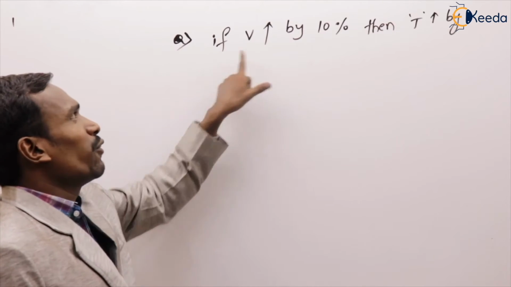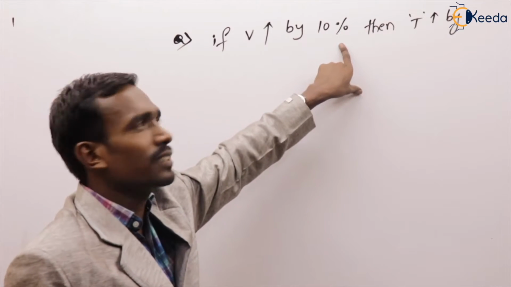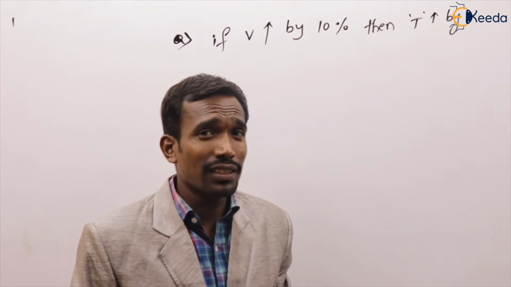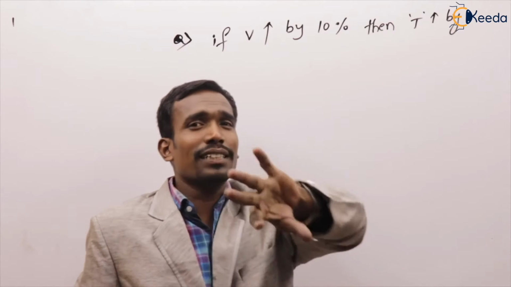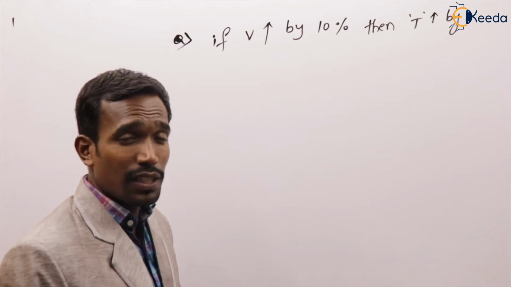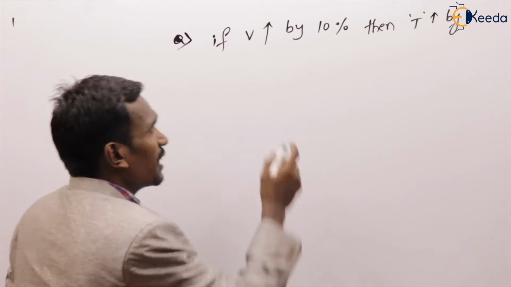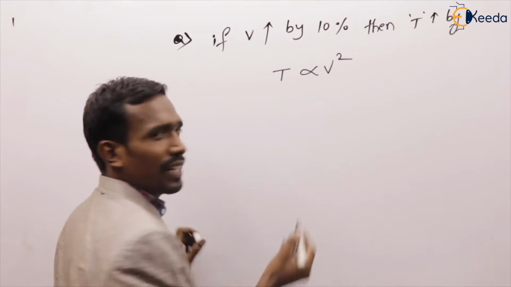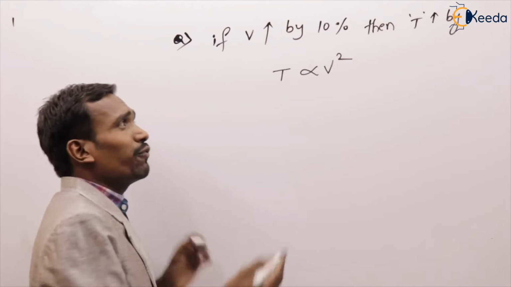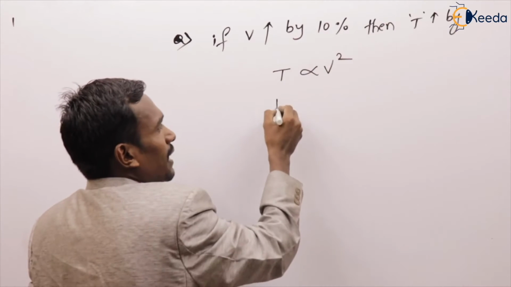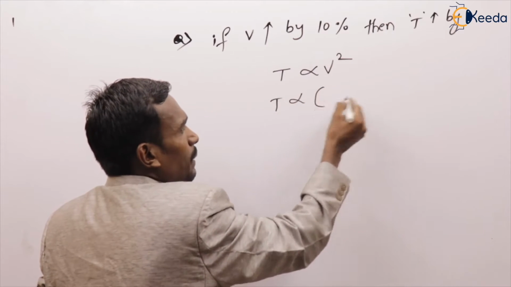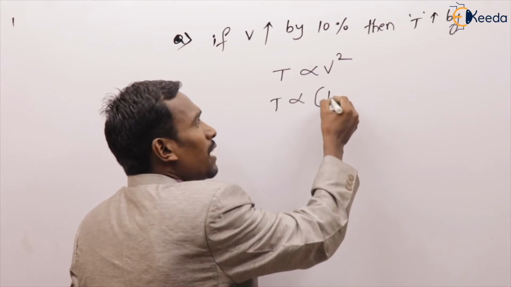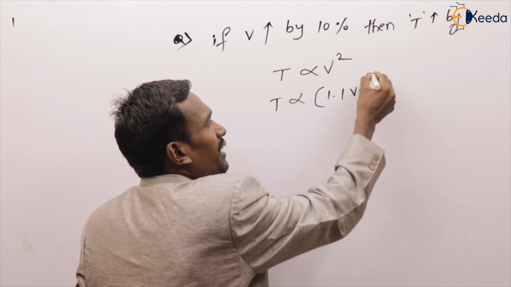Let's see. If voltage increased by 10%, then torque increased by what? Tell me. Generally, torque is directly proportional to V square. If voltage increased by 10%, the voltage becomes 1.1 V, so torque is proportional to (1.1 V) square.